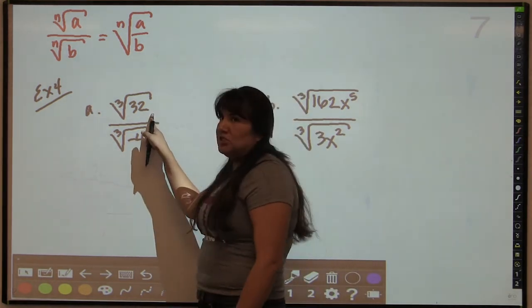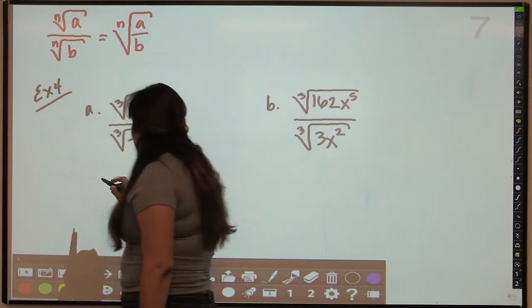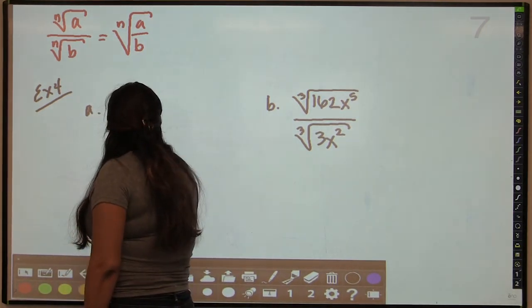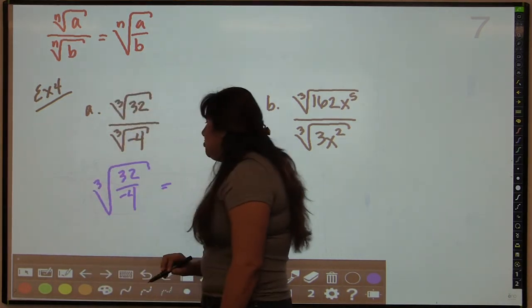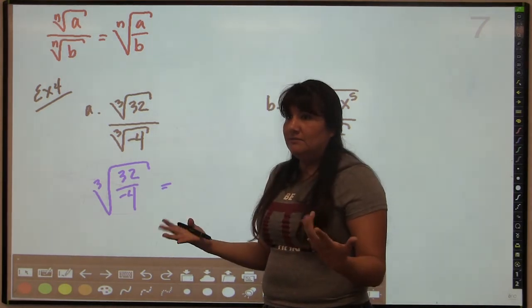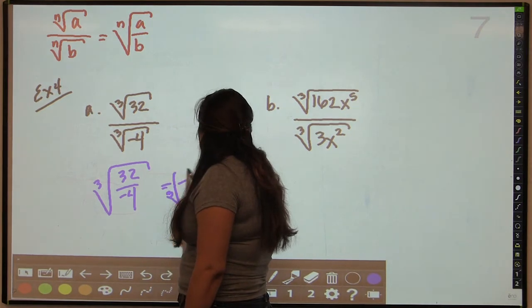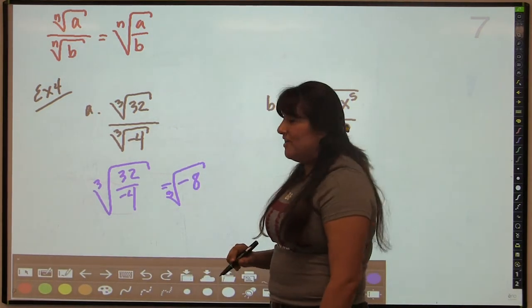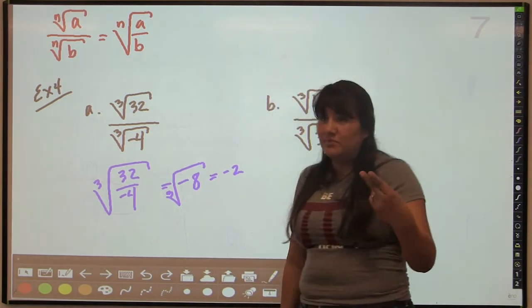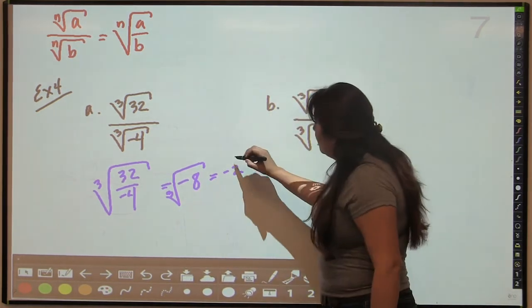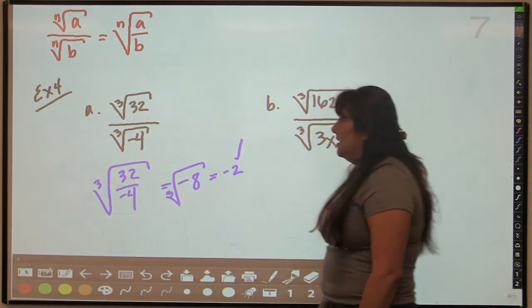the cubed root of 32 is some weird decimal. The cubed root of -4 is some weird decimal. But if I combine it into the cubed root of 32 divided by -4, that actually becomes 32 divided by -4 is, anybody? -8. -8, yes. And the cubed root of -8 is not a weird decimal. The cubed root of -8 is just -2 because -2 times -2 is +4, +4 times -2 is -8. So there you go. Really simple. So it's convenient sometimes for us to divide these problems.